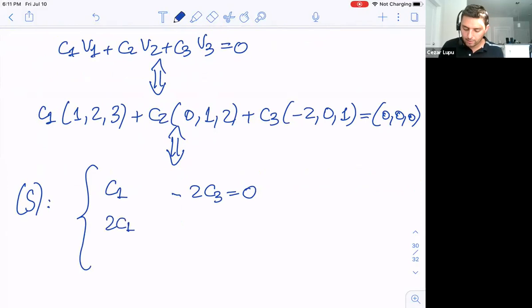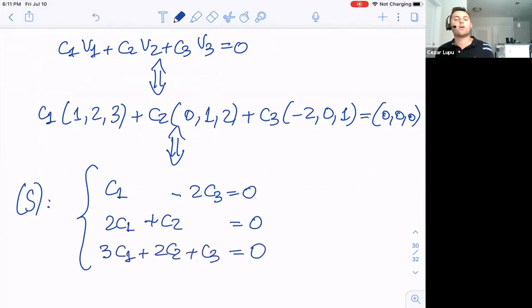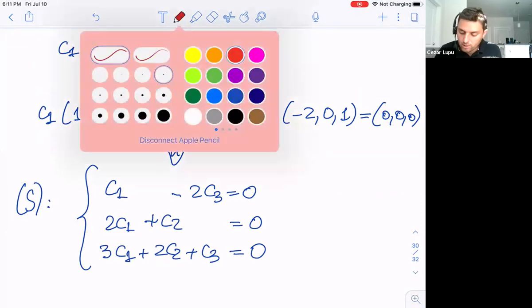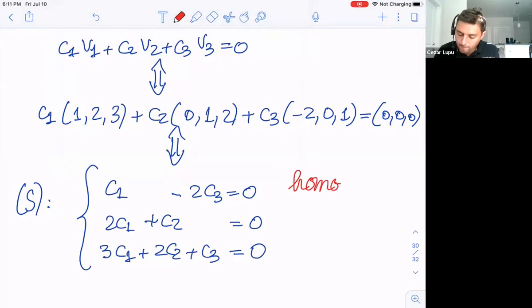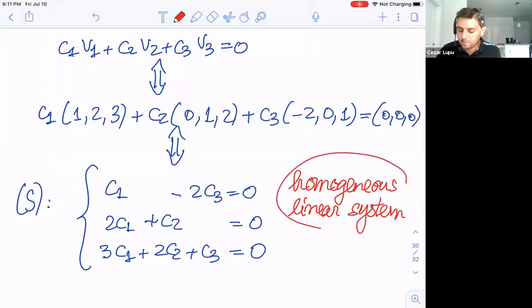2C1 plus C2 equals 0. And 3C1 plus 2C2 plus C3 equals 0. So this is what we call, as you can see, this column here is made of zeros. This is what we call a homogeneous linear system, or homogeneous system of linear equations. You can see I have all zeros here.